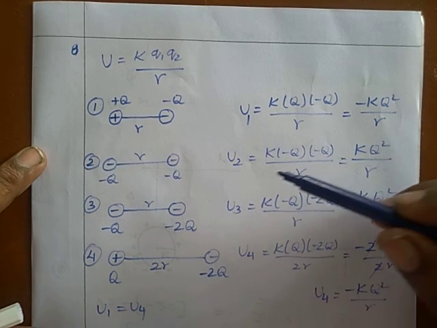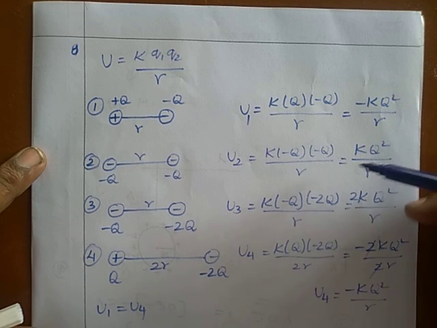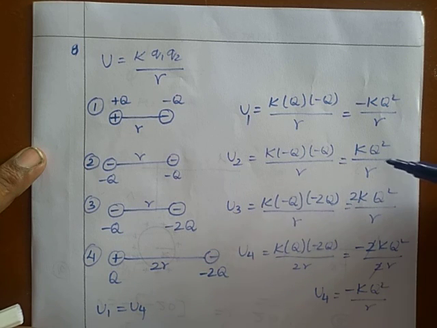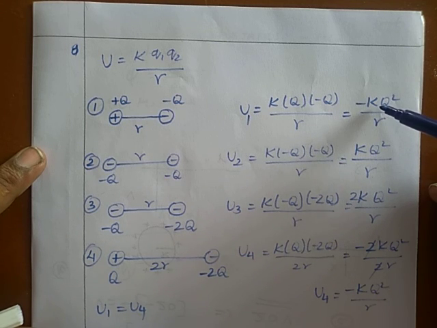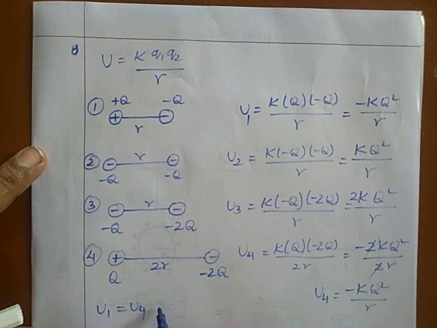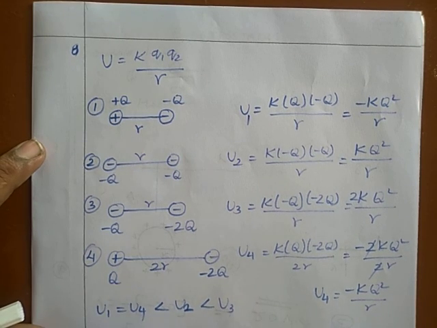Then U2 and U3 are not same, but U3 is greater than U2. U3 is greater than U2, but U2 is greater than U1 and U4. Okay, so we can write this one as U4, sorry U2, but U2 is greater than U3. This is the answer. We can write this as U1 is equal to U4, that is less than U2, that is less than U3. So I think the answer is A.